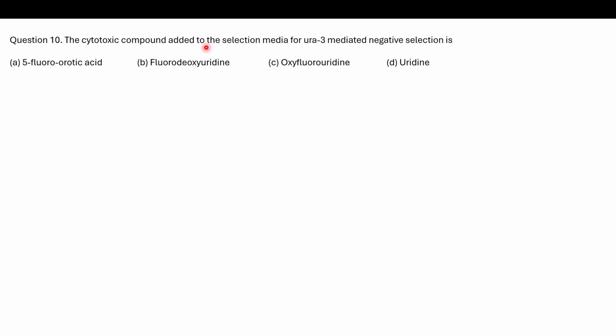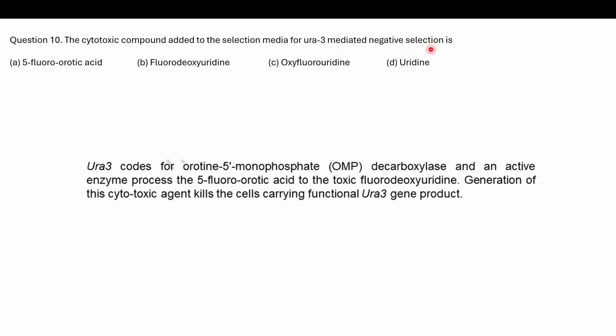The cytotoxic compound added to the selection media for URA3 mediated negative selection is, we talked about it, and the cytotoxic compound is, this is the compound formed, this is the product formed, and the enzyme actually acts on 5-fluoroorotic acid. Okay, so option will be option A. This is the product that is formed.